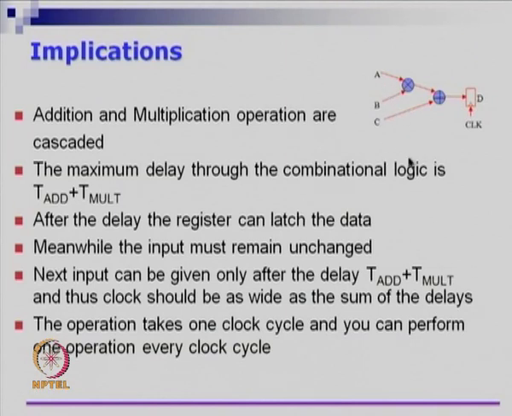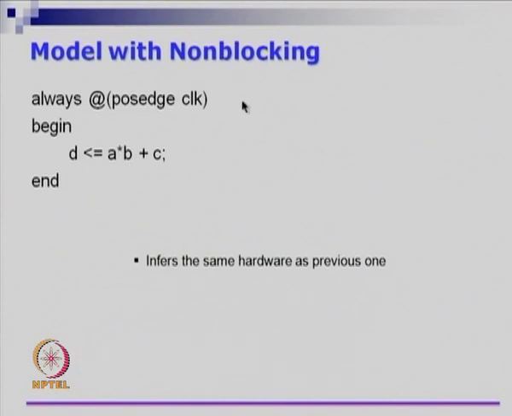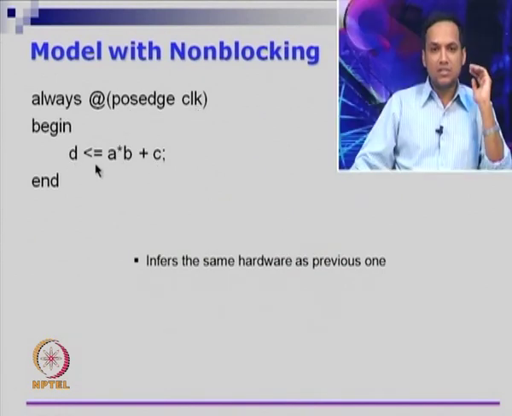So this operation takes one cycle and you can give one set of inputs in every clock cycle. All of that is probably very clear to you. Let us now look at a different kind of statement. Here, always at passage of clock, D equals A times B plus C is put inside the always statement. So you could write something like this.